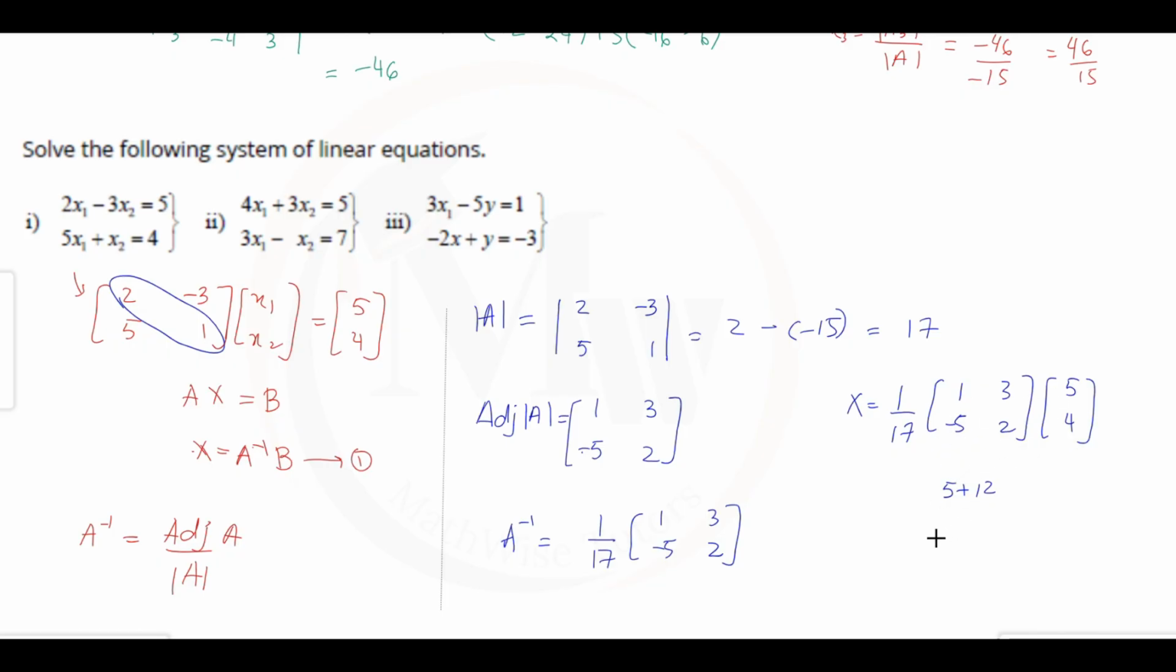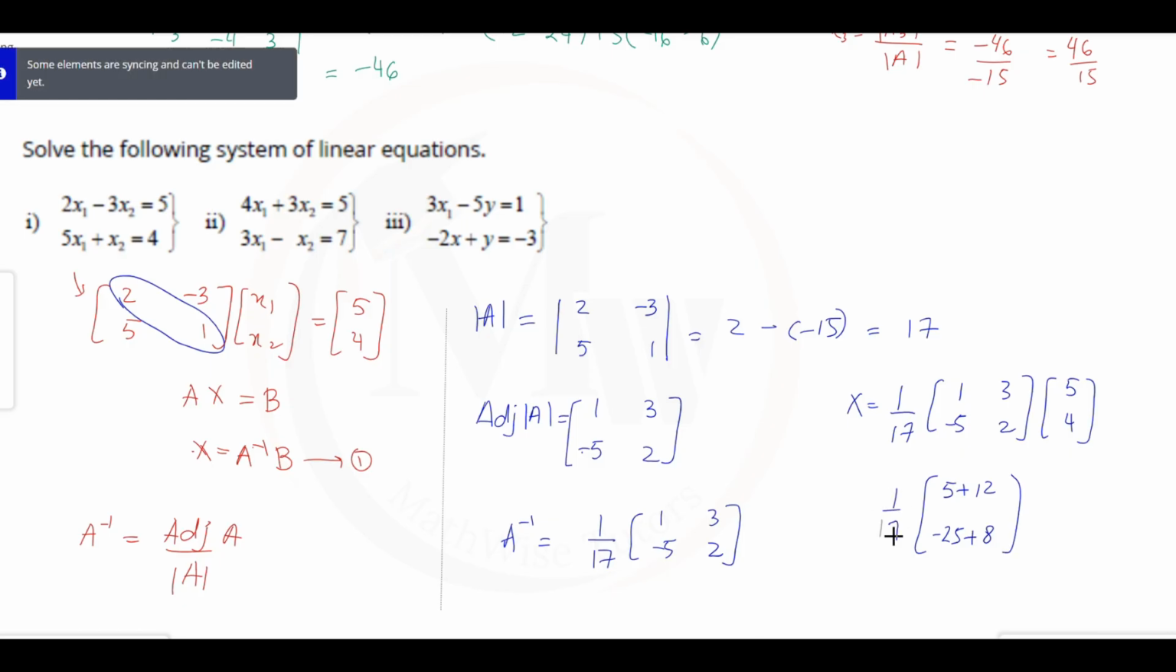So 5 times 5 is minus 25, plus 8, and 1 over 17 is outside, so it becomes 1 by 17 times the matrix: 5 plus 12 is 17, and minus 25 plus 8 is again -17. And as you know, 1 over 17 is divided with the matrix. It means it will divide with every term.